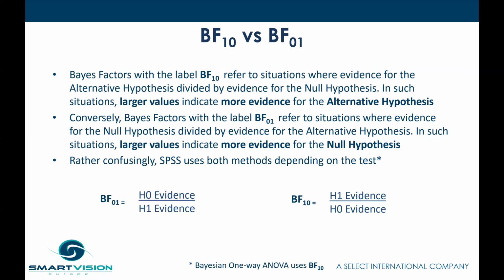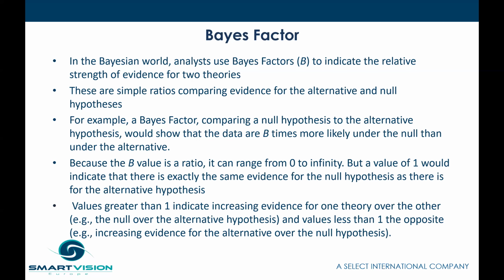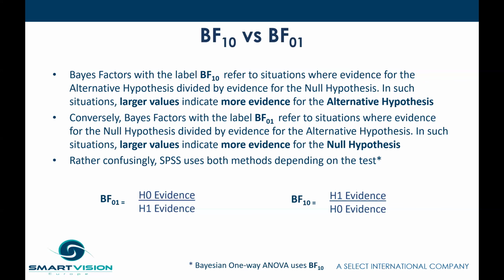Now, at this stage, unfortunately, in the world of statistics, the statisticians could not agree on which number you divide by the other. So you have two different Bayes factors. One's called BF10, one's called BF01. In BF01, you divide the null hypothesis evidence by the alternative hypothesis, H0 divided by H1. And in BF10, you divide the opposite: the alternative hypothesis by the null hypothesis. So you need to know which one you're looking at.